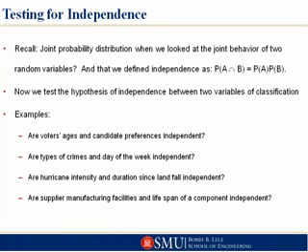Okay, so trying to link some of these things together. Recall the joint probability distribution when we looked at joint behavior of two random variables, and we identified that independence in general is if you have the case that probability of event A and B is equal to the product of the two probabilities, probability A times the probability of B. Now we test the hypothesis of independence between two variables of classification.